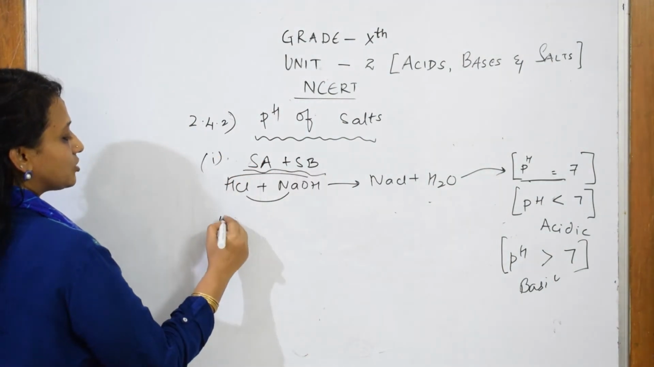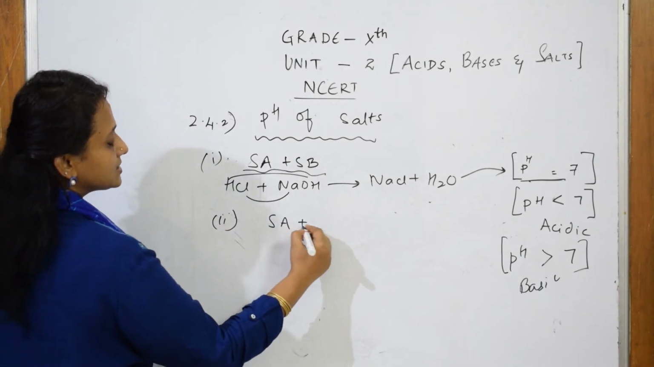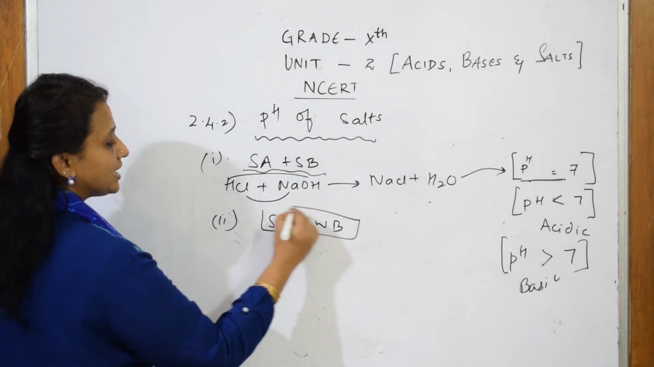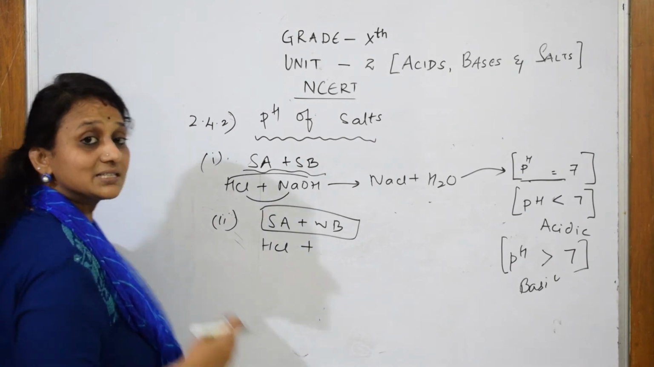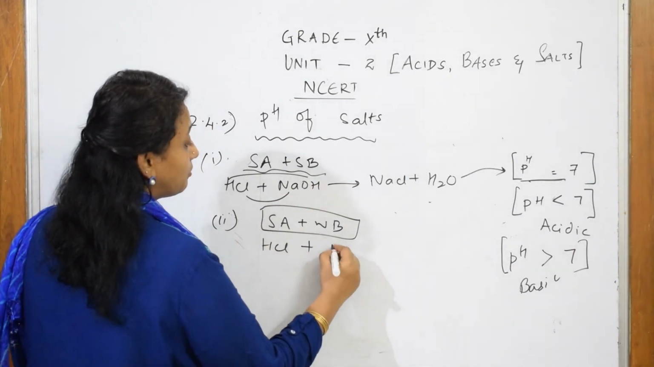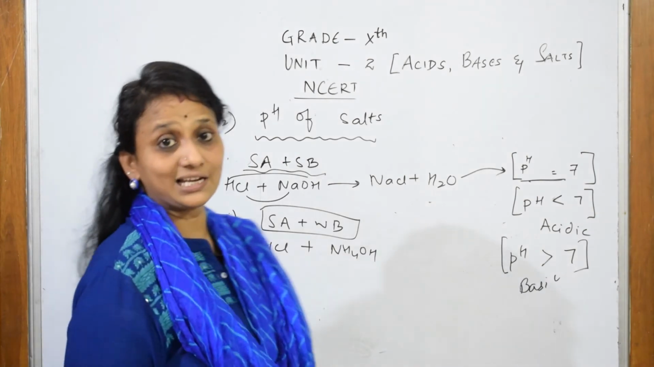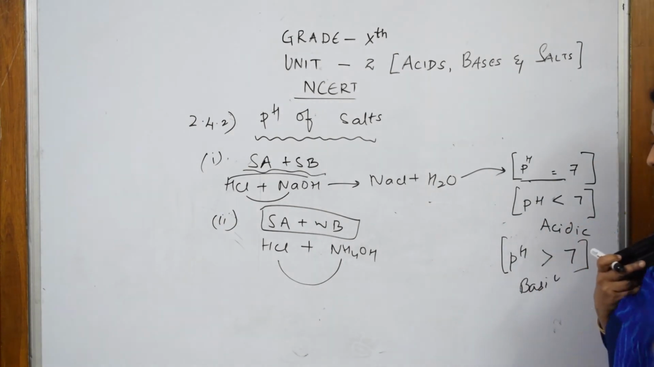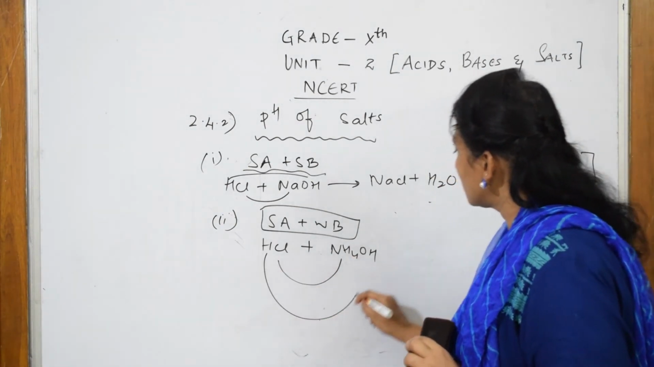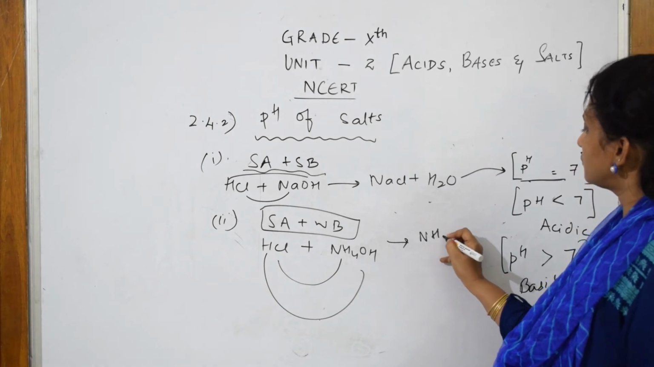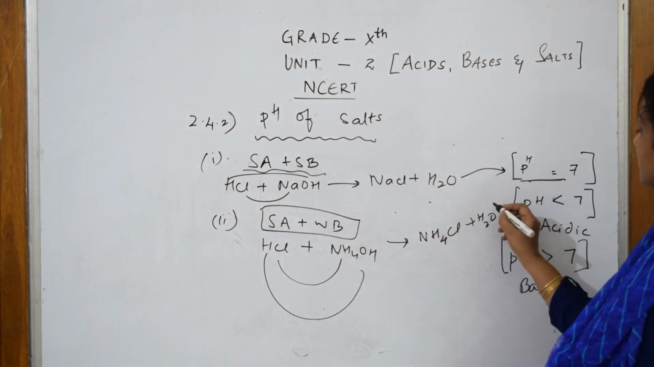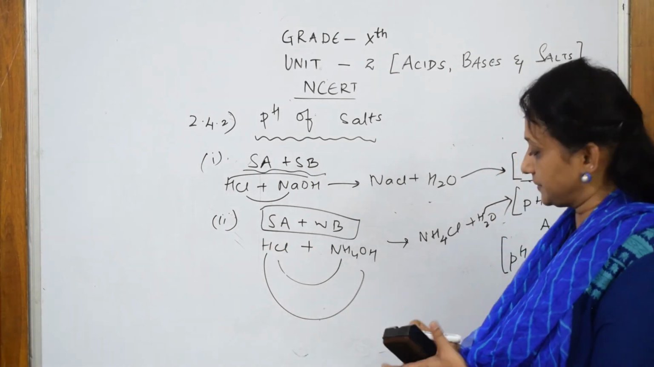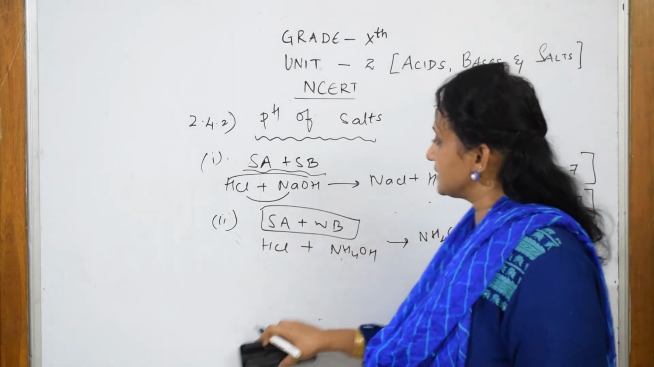Now let us take the next combination: strong acid plus weak base. I can take the same HCl as the strong acid. For the weak base, you can take ammonium hydroxide. Now what salt do you get? You get ammonium chloride as a salt, and water comes out. So this becomes NH4Cl plus water. What is the pH? The pH will be less than 7. Why? Because I have taken a strong acid. That is also over.